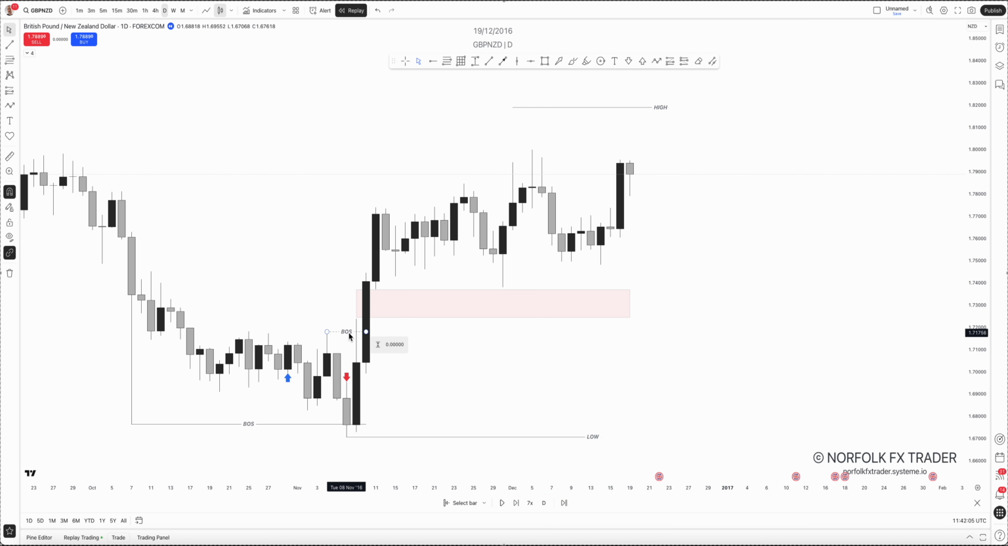Let me just grab this. Where was that high? That was our high here. And this is our breaker structure here. Now we'll make that a solid line because it's a valid breaker structure.